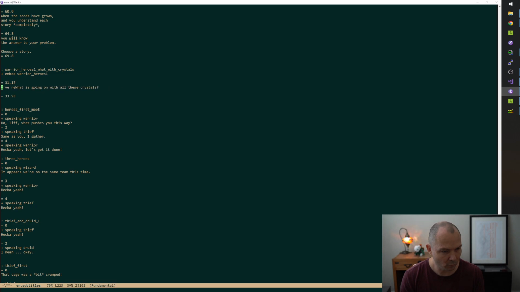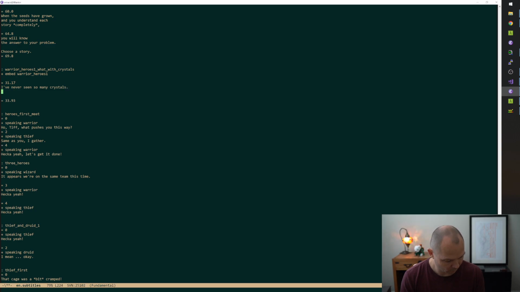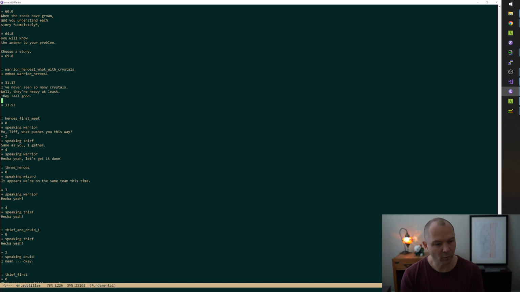just keep it short. I've never seen so many crystals. Well, they're heavy at least. There we go. That's a much better line for this character. And you know, we're just iterating. We're figuring it out. These crystals are whack.